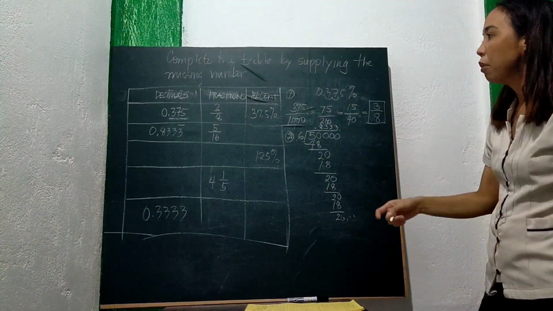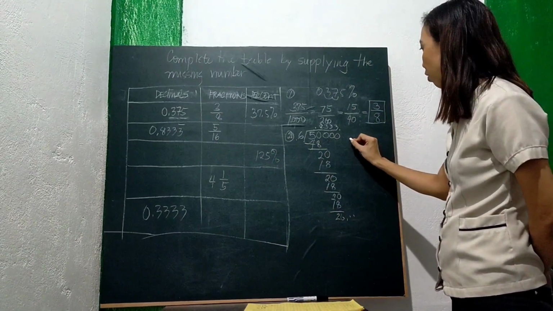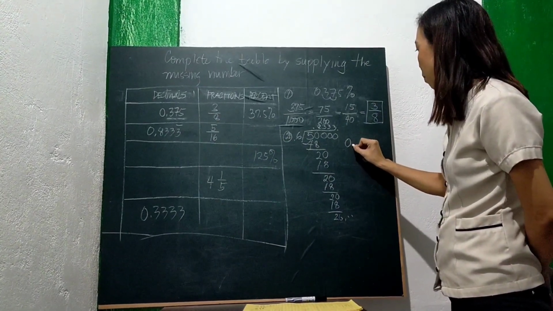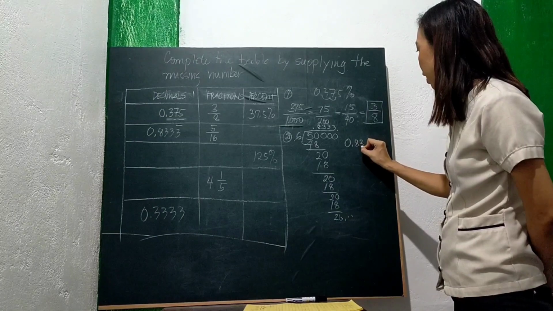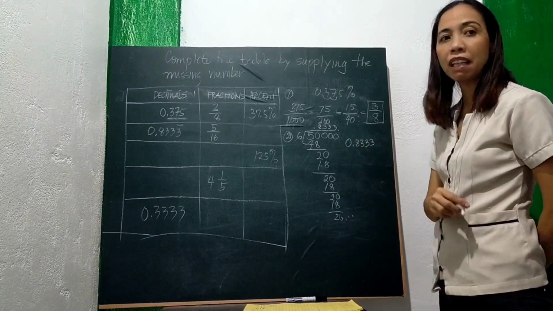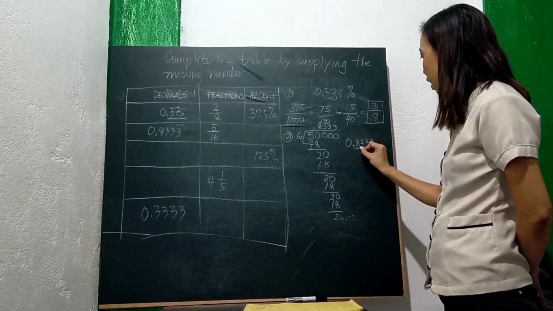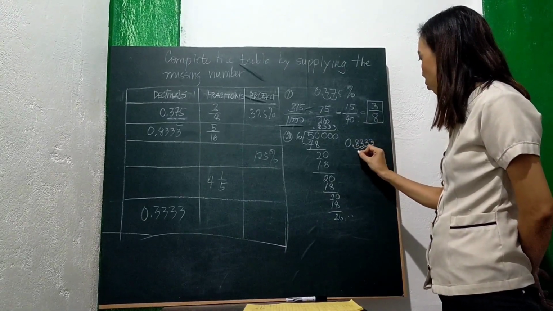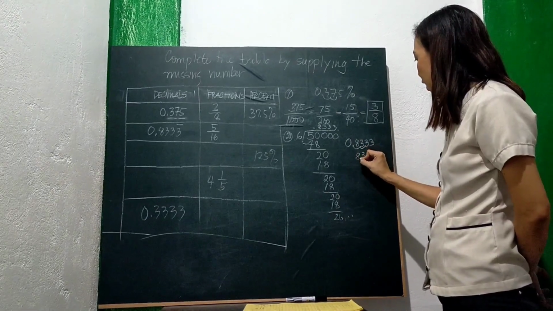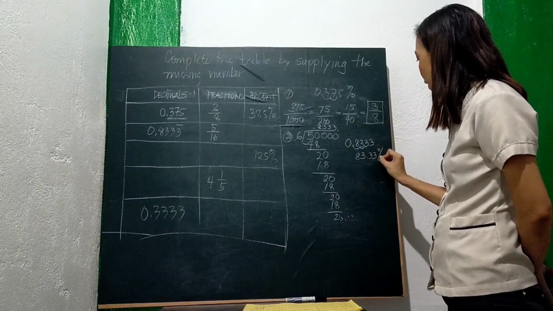Okay, so how do we convert this into percent? So let's try. 0.8333. So let's move the decimal point 2 places to the right. 1, 2. So the answer is 83.33%.